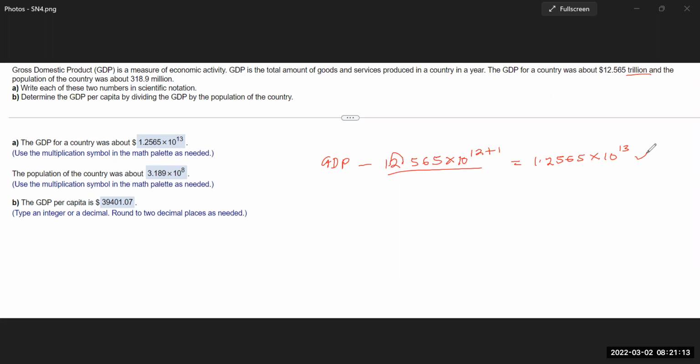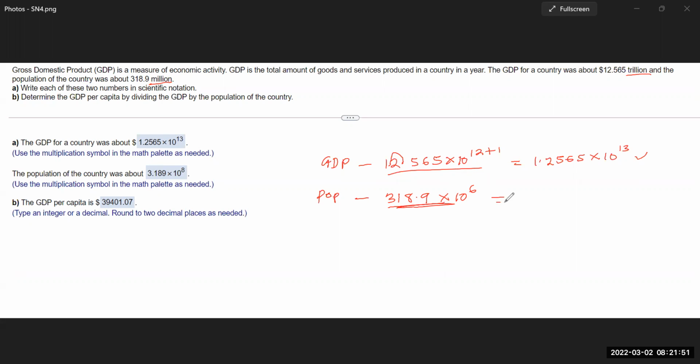Now let's look at the population. I'll do POP for the population, and the population we're given is 318.9 million. A million as a power of 10 is 10 to the 6. Now, is this number in scientific notation? No. For it to be in scientific notation, the decimal point must come after the first non-zero number, times 10 to an exponent.